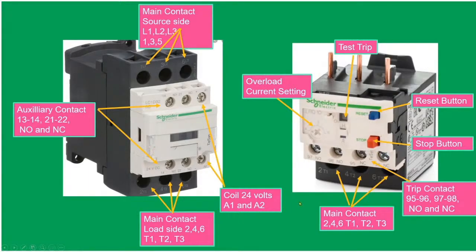On the other side, it's main contact, 2, 4, 6, T1, T2, T3. This is the load side. This three-prong here is where we connect from the load side of the magnetic contactor. Here on the other side, we also have trip contacts, 95, 96, 97, and 98, normally open and normally closed. 95 and 96 is the normally closed. 97 and 98 is the normally open.